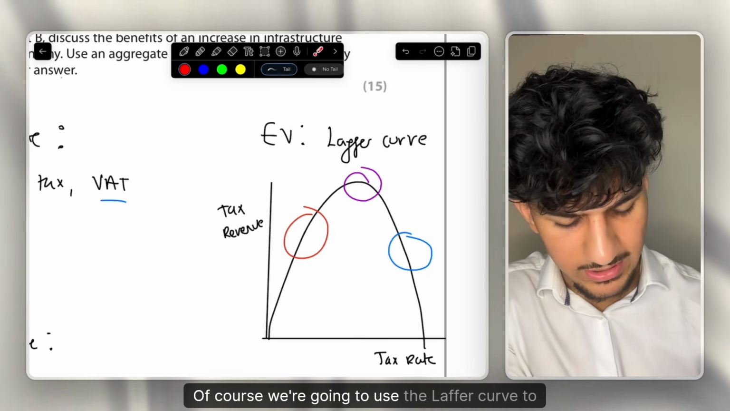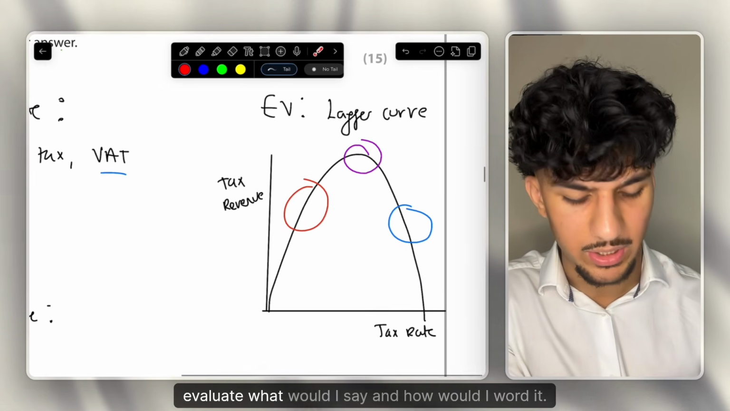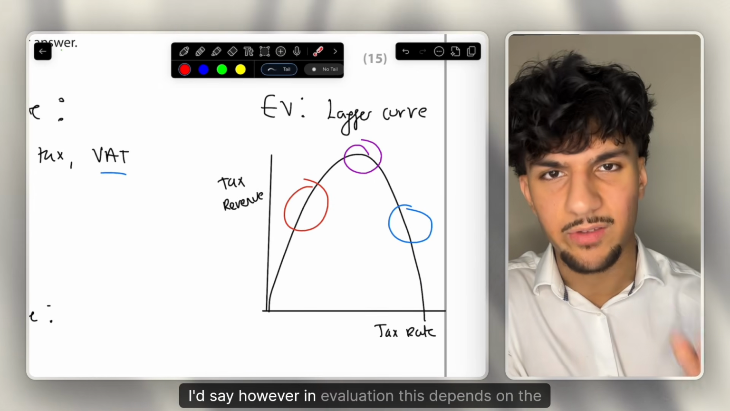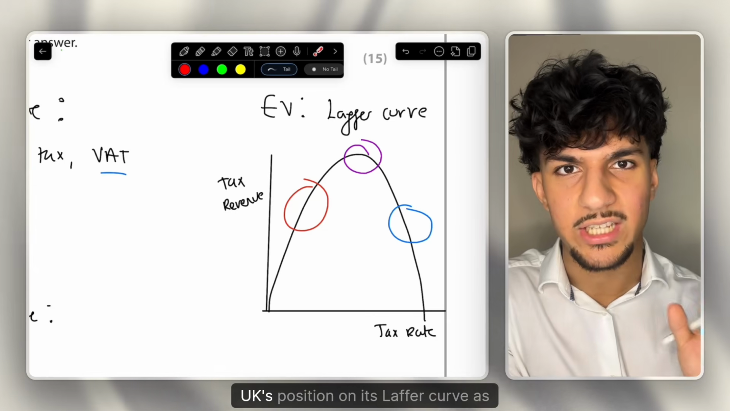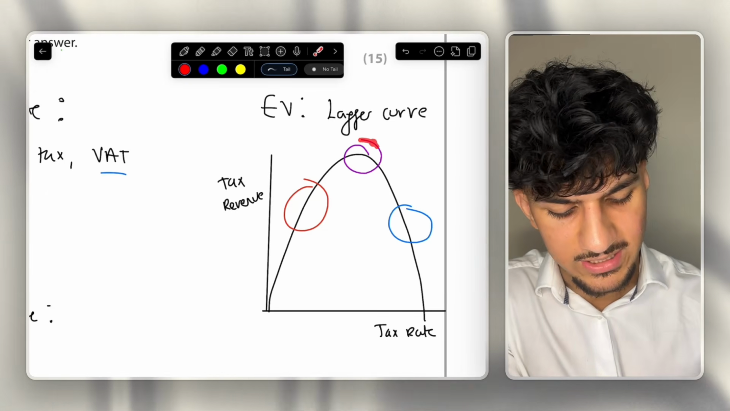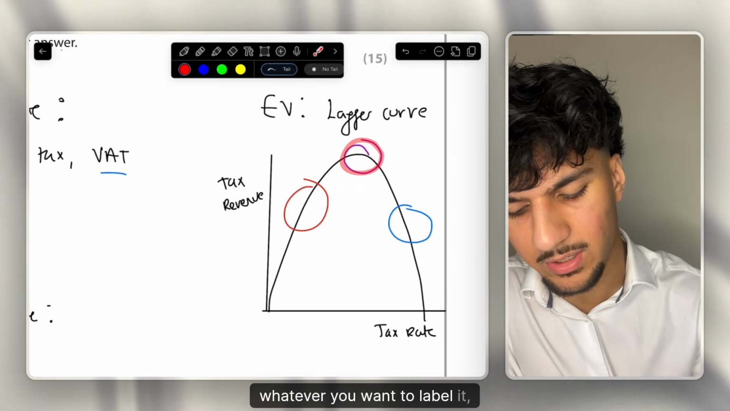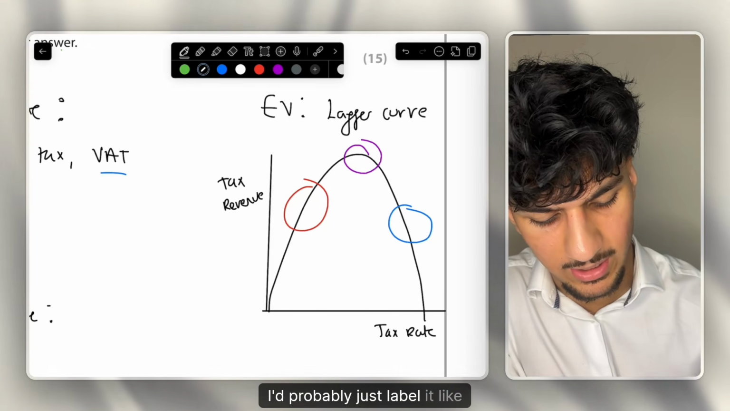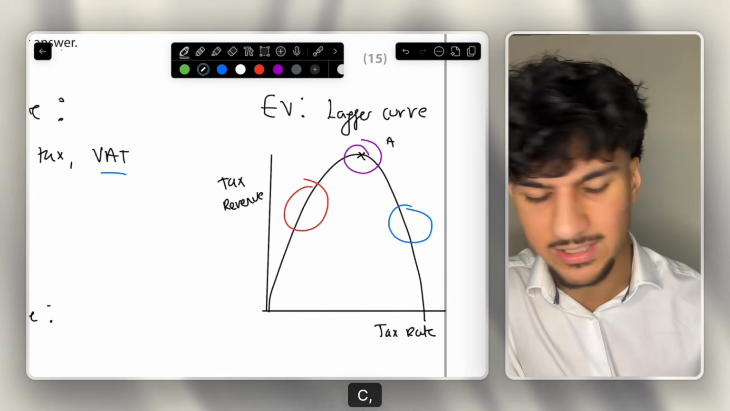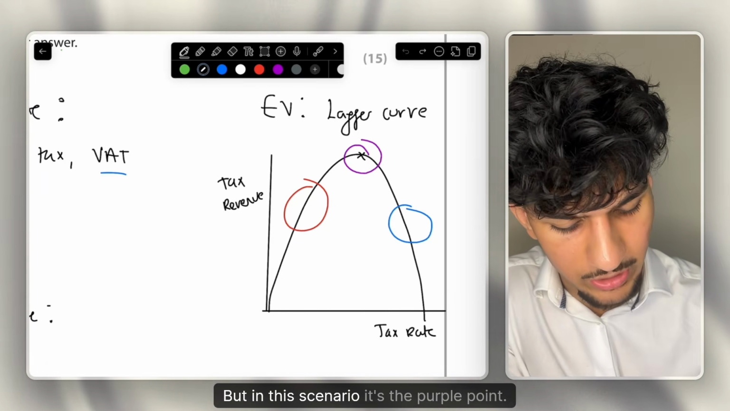Of course, we're going to use the Laffer curve to evaluate. What would I say and how would I word it? I'd say, however, in evaluation, this depends on the UK's position on its Laffer curve. As if the UK is at the purple position, whatever you want to label it. If you want to do it in the exam, I'd probably just label it like A or B, C, whatever you want to label it. But in this scenario, it's the purple point.